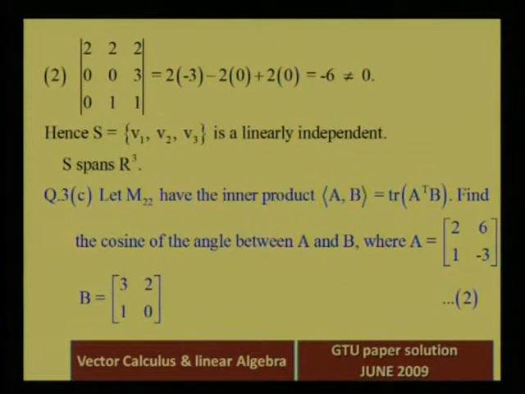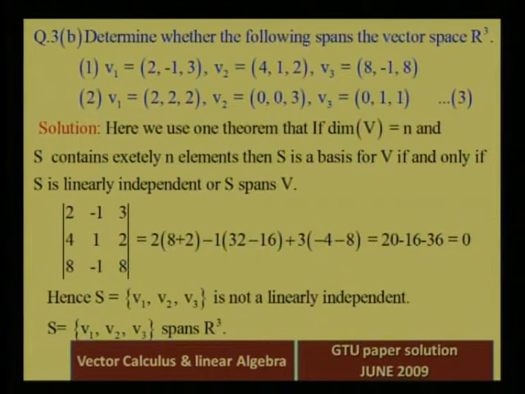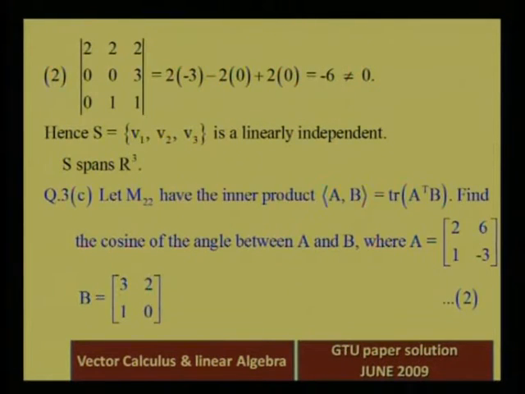Okay, so in that case I explain this theorem again. It's very important to solve this type of example: if the dimension of V is equal to n and S contains exactly n elements, then S is a basis for V if and only if S is linearly independent or S spans V. So these statements are equivalent whenever the dimension of the vector space and the number of elements in the set are the same. Okay, so next example, question 3c.